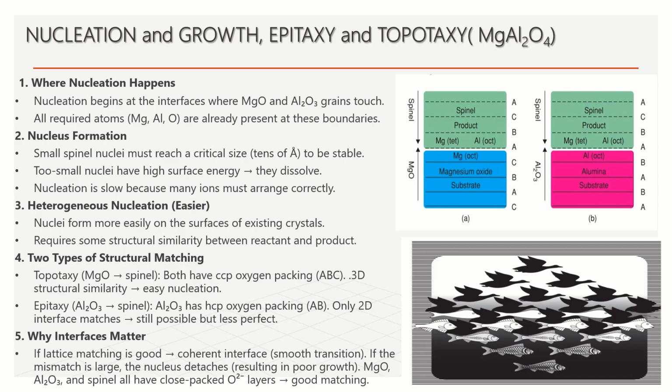With MgO, the product aligns in three dimensions, which is topotaxy, and with aluminium oxide, the match is only at the boundary, which is epitaxy. These relationships are very important in solid state chemistry because they tell us how easily one structure can grow on another. A beautiful analogy is shown in the bottom right picture, Escher's fish to bird drawing.